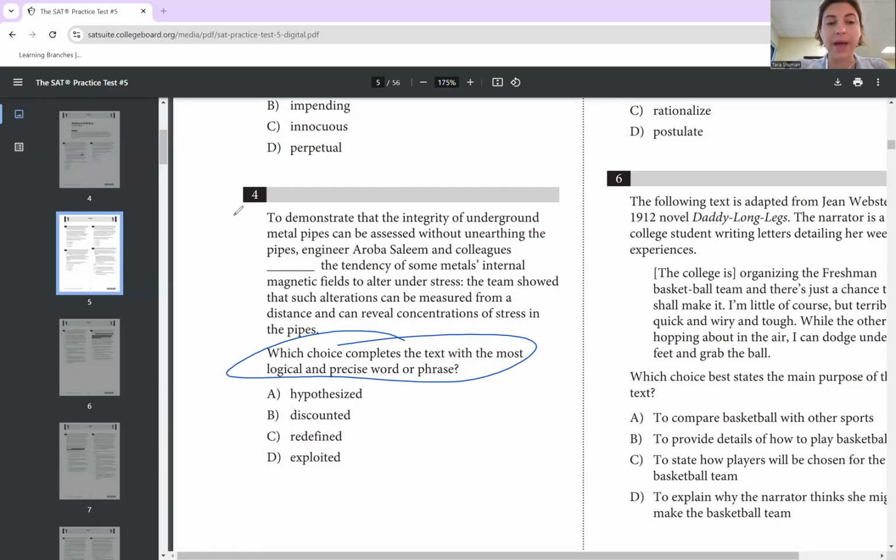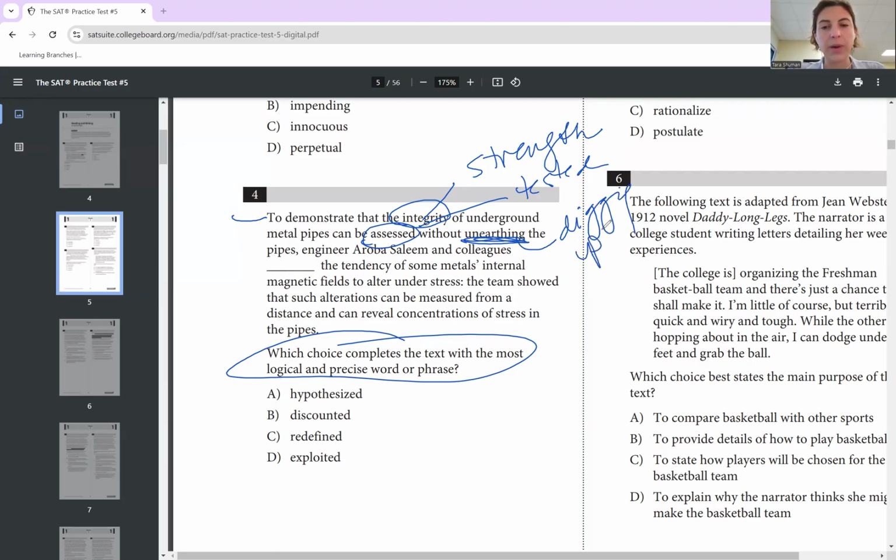So we start at the top: to demonstrate that the integrity of underground metal pipes can be assessed without unearthing the pipes. So we stop. If there were a lot of words in there that you need to pause and understand, I would start replacing them with words that you know. Integrity means strength in this problem, right? To demonstrate the strength of underground metal pipes can be assessed, maybe we say examined or tested, without unearthing them. And if you don't know what that means, you're probably just going to have to guess. I'm going to guess it means digging up, okay?